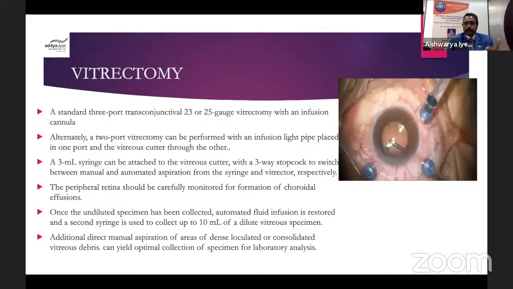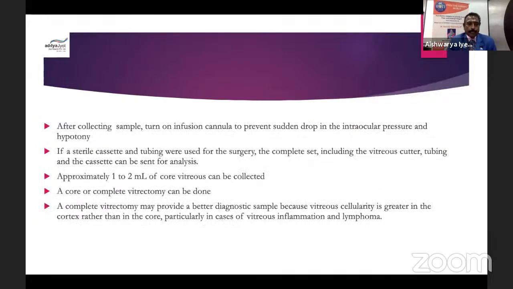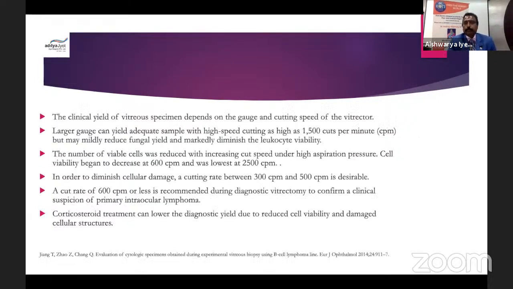And vitrectomy, this is a standard 3-port pars plana vitrectomy. You can do 23, 25, or 27, and you can see the infusion line. Many times, I learned, because we are maybe dealing with infection, we can do it without the infusion on, and collect the initial sample for histopathology or any other test, and then collect with the Ringer lactate or the BSS which you are going to inject. After collecting the sample, as mentioned here, the clinical yield of the vitreous specimen depends on the gauge and cutting speed of the vitrector.